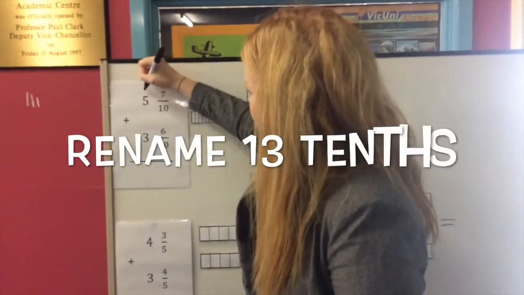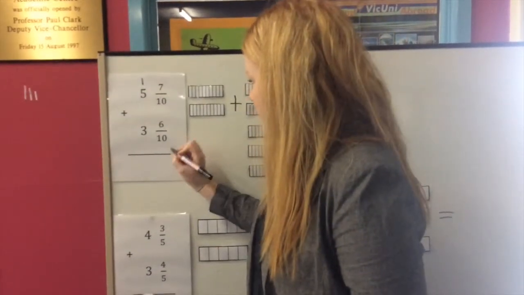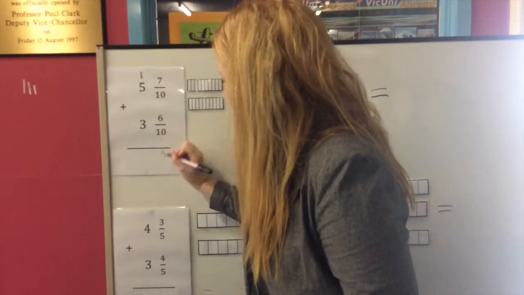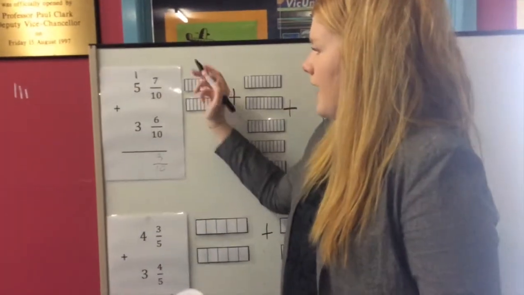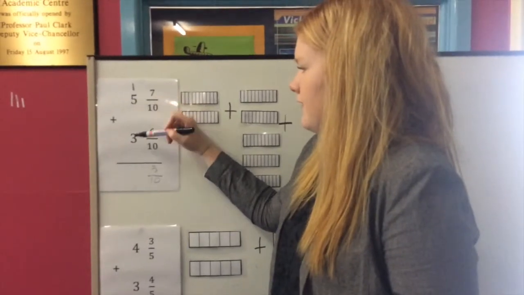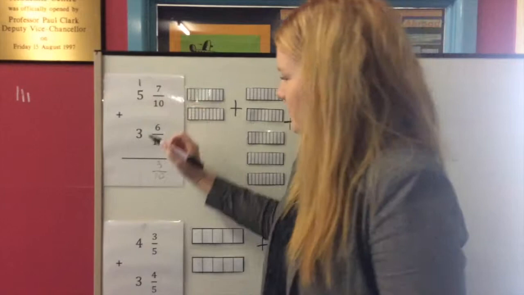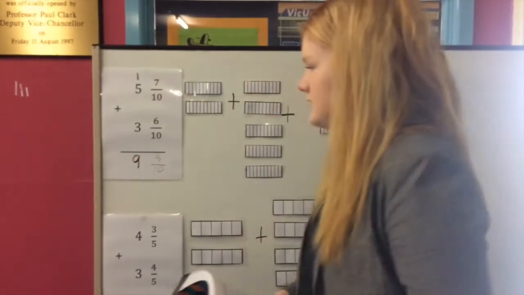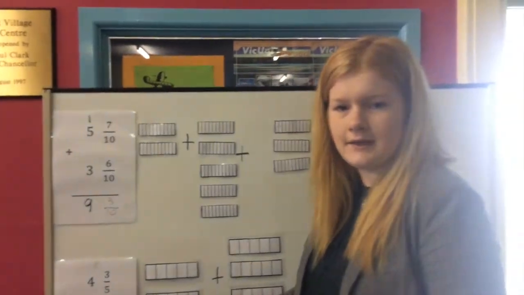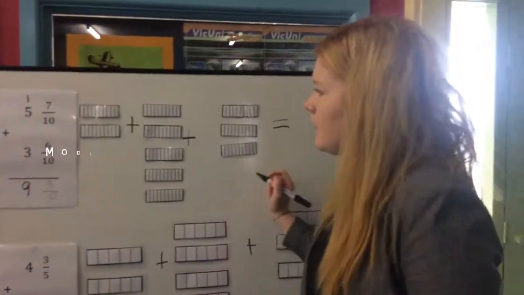So we will put the 1 up here, which makes the 5 a 6. And we will put the 3 down here, which makes it 3 tenths. And then we add 5 and 3, which is 8, plus 1, which is 9. So our answer is 9 and 3 tenths. However, students can visualise this using the model.